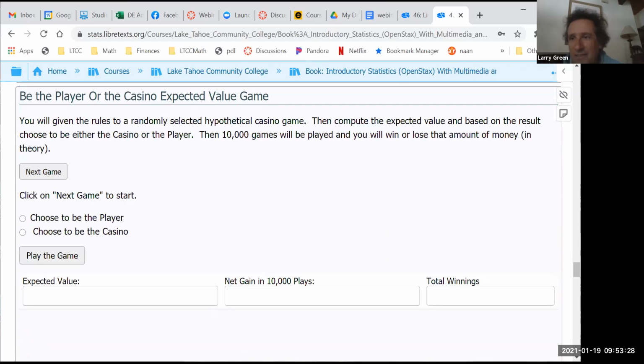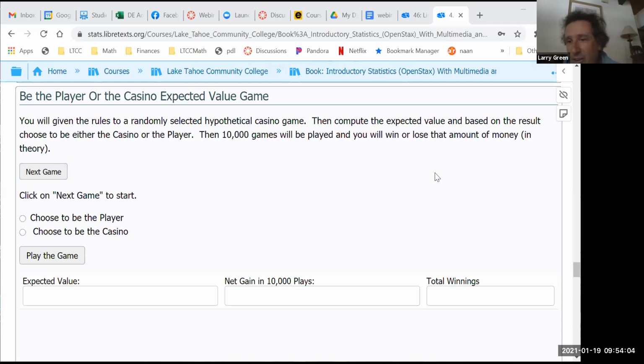This was fun to code. So this is the player or the casino expected value game. What it says is you will be given the rules of a randomly selected hypothetical casino game. Then you're supposed to compute the expected value, and based on the result, choose to be either the player or the casino. Then 10,000 games will be played, and you will win or lose the amount of money, of course, in theory, and that's how it's going to work.